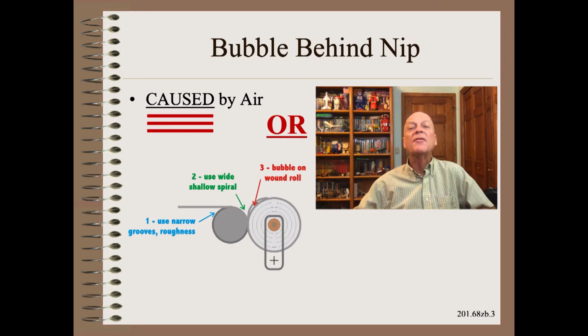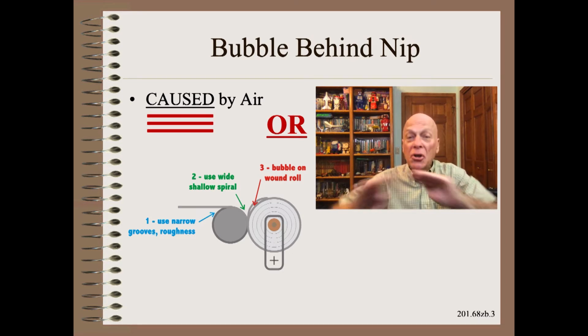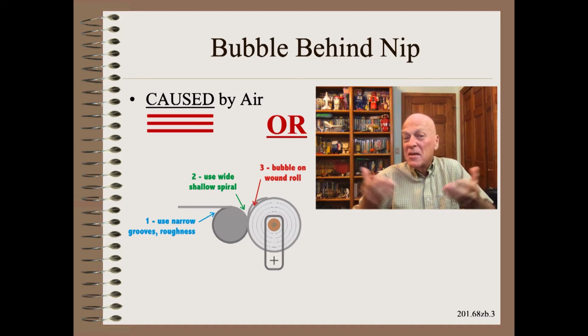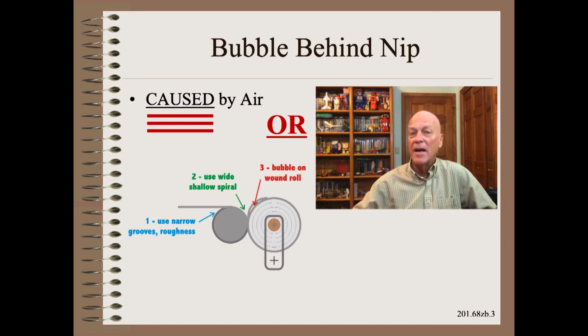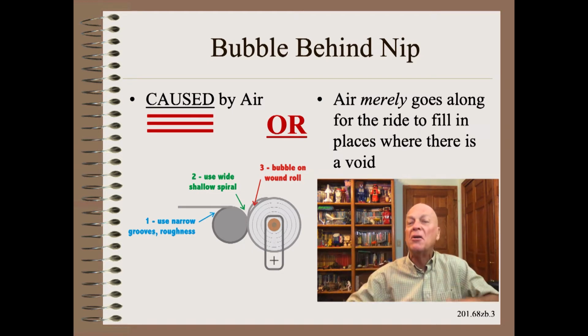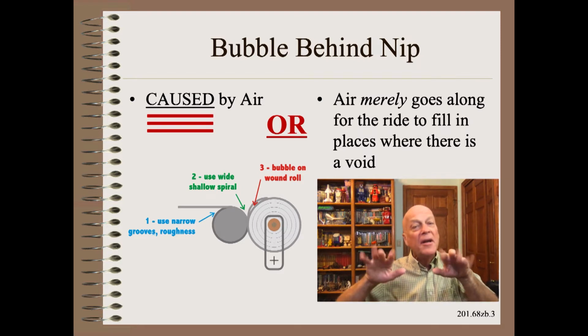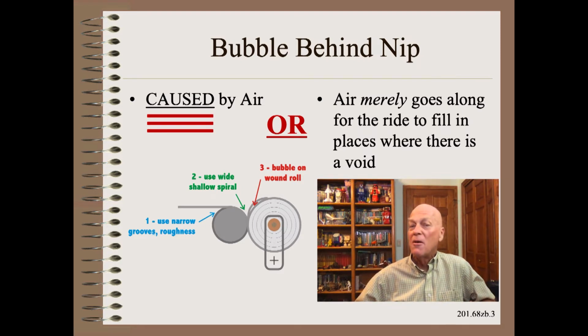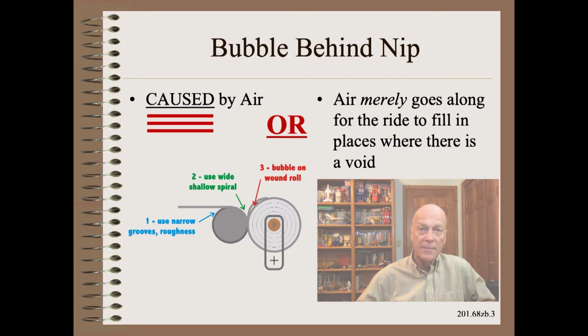However, we have to be super duper careful because merely the presence of a bubble behind a nib does not mean it was caused by air. A bubble behind a nib can be caused by other mechanisms, and the air merely goes along for the ride, filling in the places where there is a void for other reasons that we will list shortly.